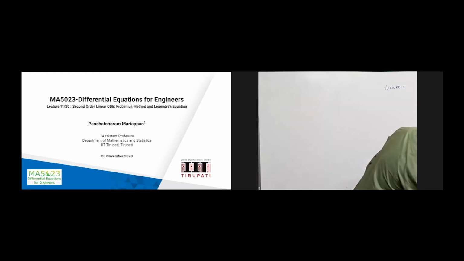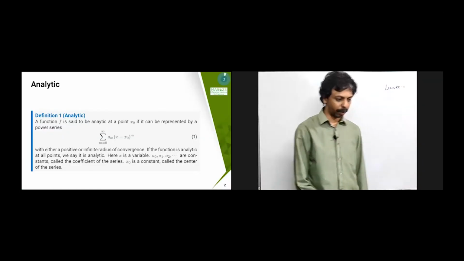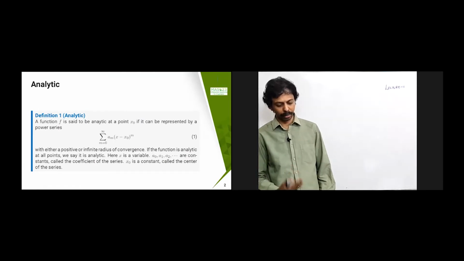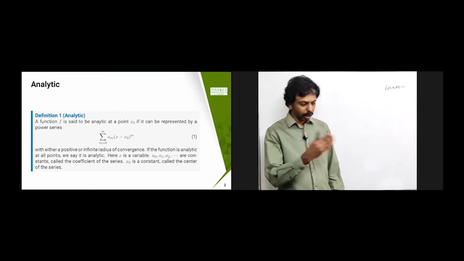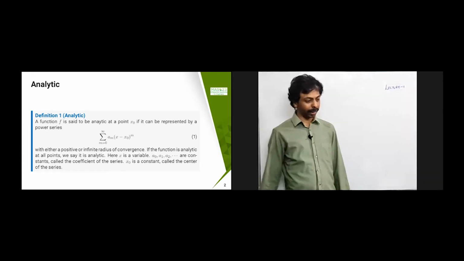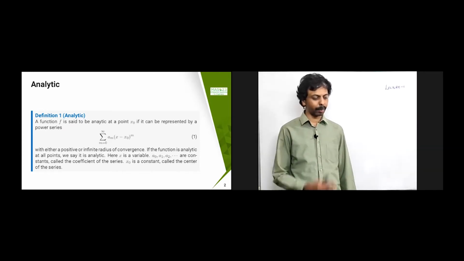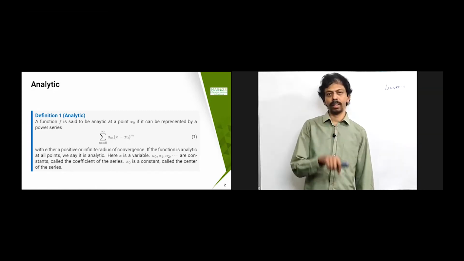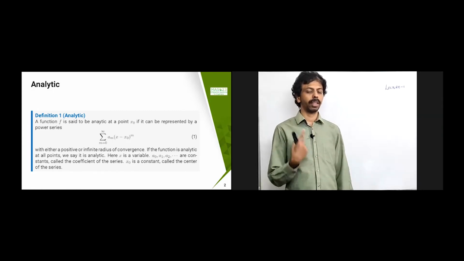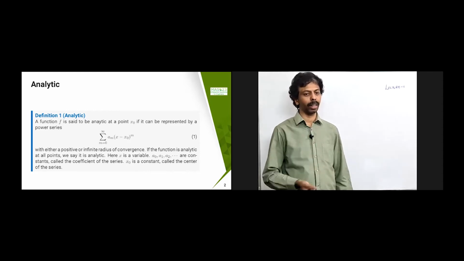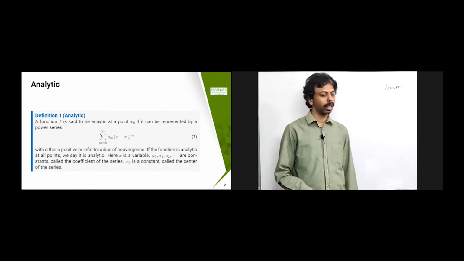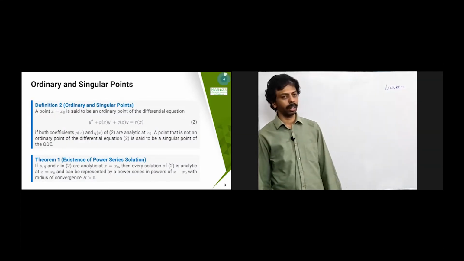So we had the Frobenius method we have discussed, for which we defined analytic. A function is said to be analytic at a point x equal to x naught if we can write it as a power series expansion, summation n equal to 0 to infinity a_n (x minus x naught) power n, then we say that it is analytic at that point. Now if we can say that in the domain it is true for all x naught, then we can say that it is analytic in that domain. Similarly, we can define the ordinary and singular points.